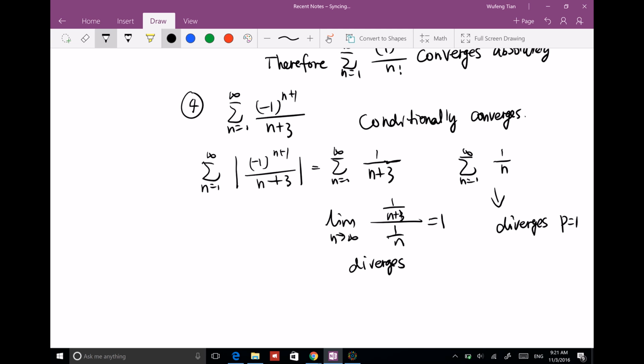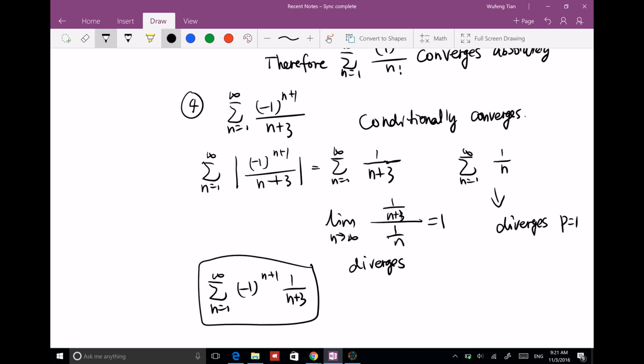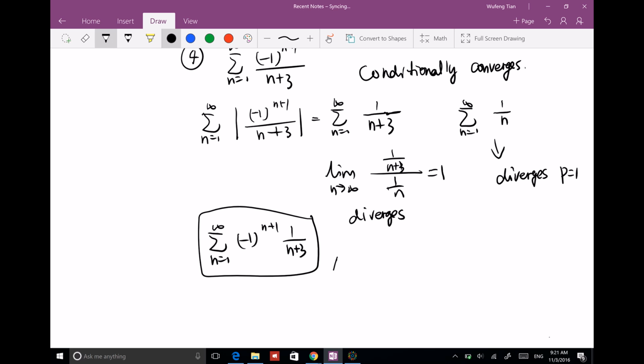Then we have, since this one diverges, the series is not absolutely convergent. Now we check it itself. We check it itself, negative 1 to power n plus 1, 1 over n plus 3. Well, we check it itself. This one is an alternating series.